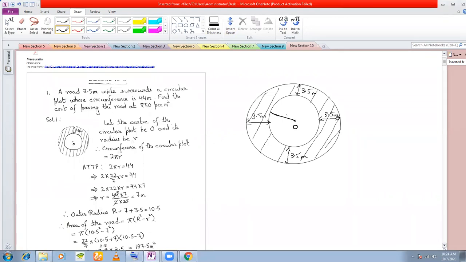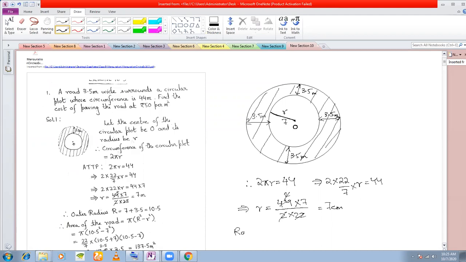So let's say the radius is r. Therefore 2 pi r must be equal to 44. Since nothing is mentioned, we'll take pi equal to 22 by 7. So 2 into 22 by 7 into r is equal to 44. Cross multiply everything and you find r to be 7. So this radius is 7 meters.